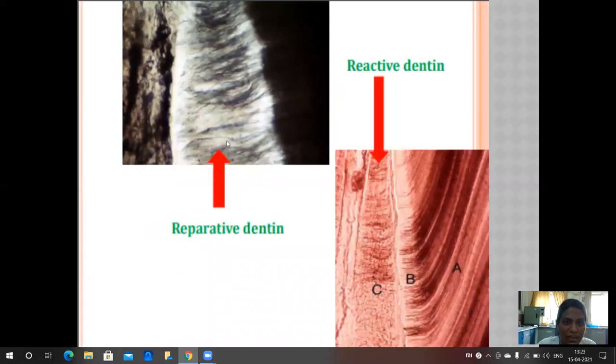This picture shows the reparative dentin. The other one shows the reactive dentin.